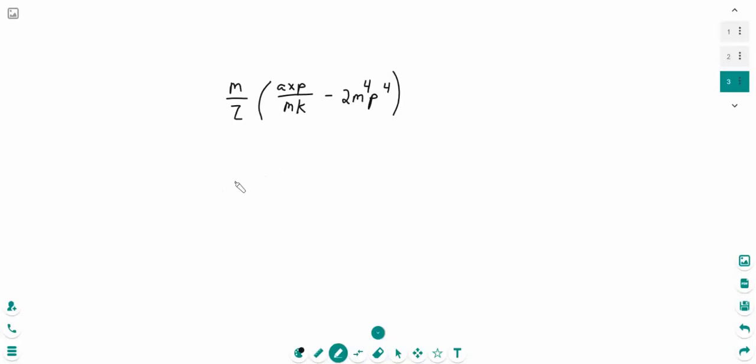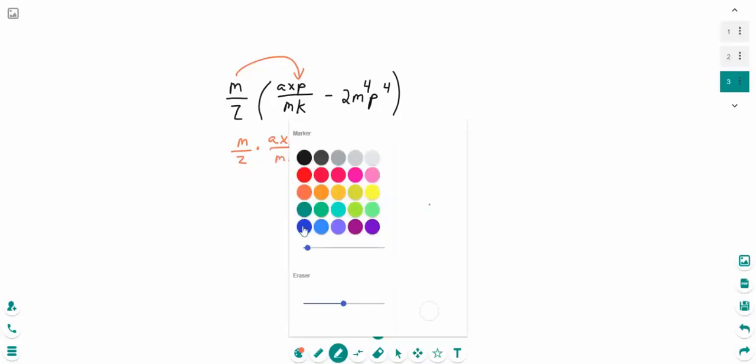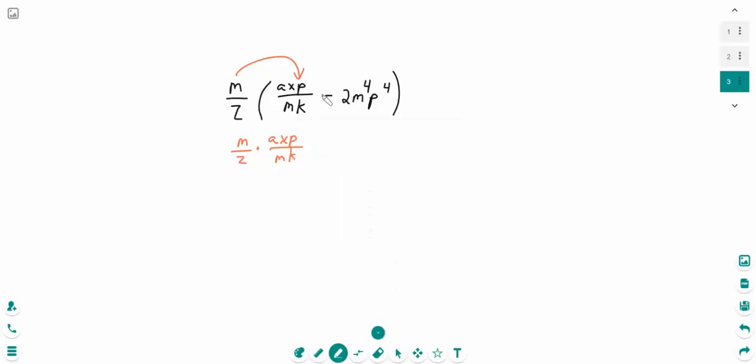All right, so let's try this one. So again, we're going to be multiplying things through. We will distribute this to the first term. So we have m over z times axp over mk. And then we have our positive outside being multiplied by this negative term. That's going to give us a negative. Don't lose track of that.